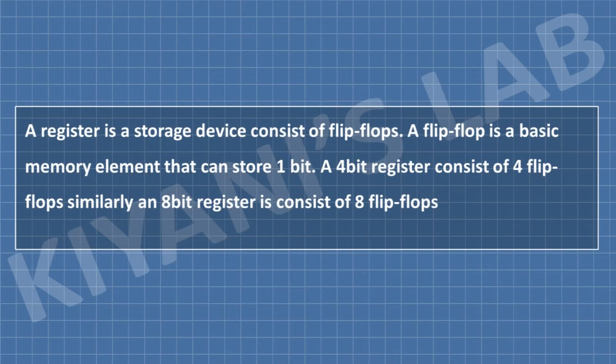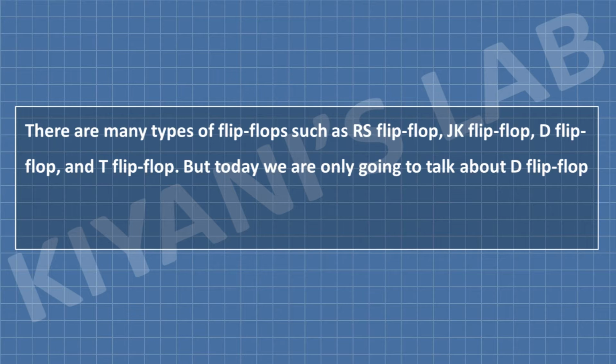A register is a storage device that consists of flip-flops. A flip-flop is a basic memory element that can store one bit. A 4-bit shift register consists of 4 flip-flops. Similarly, an 8-bit shift register consists of 8 flip-flops. There are many types of flip-flop such as RS flip-flop, JK flip-flop, D flip-flop, and T flip-flop. But today, we're going to talk about the D flip-flop.